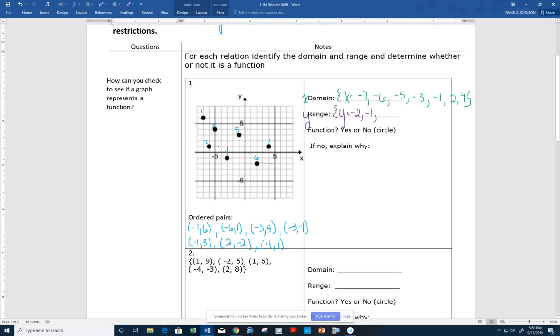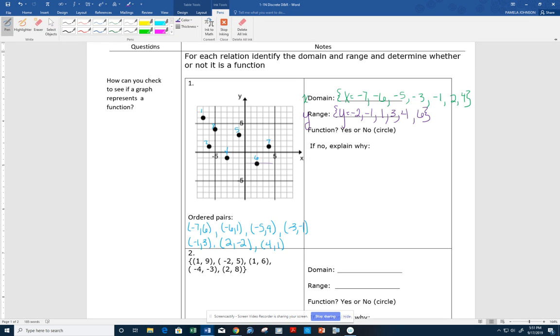And if we jump up here, you see at 1, we've got 2 points here, but we're only going to write it one time, okay? And then we jump up here, and this one is at 3 for the y value, at 4, and our last one is at 6, okay? So that's all we're doing to write domain and range. We're just listing the x and y values. Okay, is this one a function?